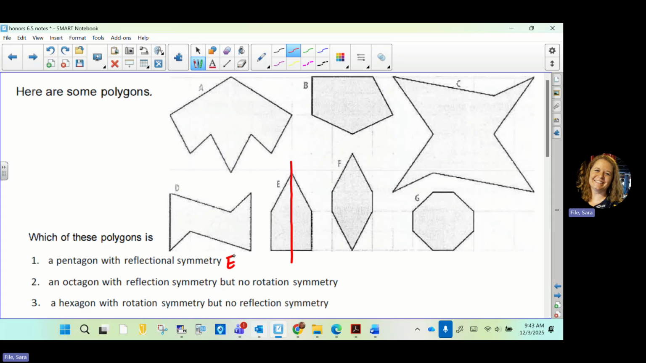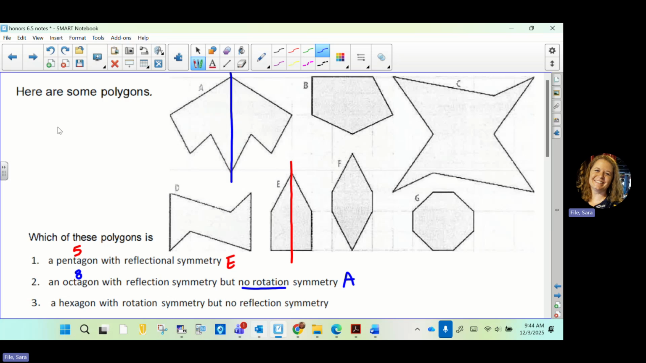Okay, which one's an octagon? How many sides does an octagon have? Okay, so which one has 8 sides and has reflection symmetry, but no rotation symmetry? Good. G is an octagon, but you could rotate that one. So no rotation would be A. Good. And the line of symmetry would be vertical here.